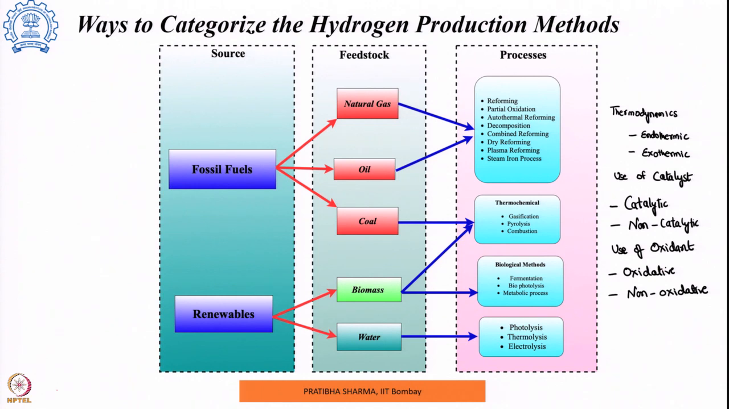If it has to be produced from coal or biomass, then there are various thermochemical processes from which hydrogen can be produced, including gasification, pyrolysis and combustion reaction. From biomass, there are biological routes as well by which we can produce, like fermentation, dark or photofermentation, biophotolysis or various metabolic processes. If it has to be produced from water, then there are processes like photolysis with the help of light, thermolysis using thermal energy, breaking down water, or electrolysis using electricity. So, these are broadly the different methods for hydrogen production, and we will be looking at these in detail.